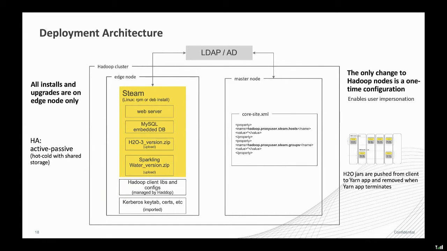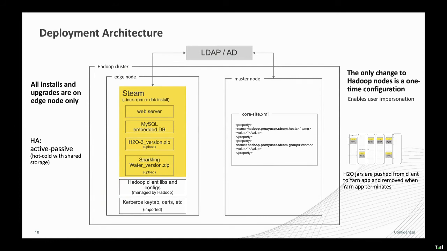As far as high availability, it currently runs on an active-passive model where you have a hot and cold version of Steam. One of them is just shut off, sitting somewhere. They're sharing storage. And then if one goes down, you bring up the other, and everything comes back to life. Because it uses the embedded MySQL DB, which basically runs from a file system, you're all ready to go.